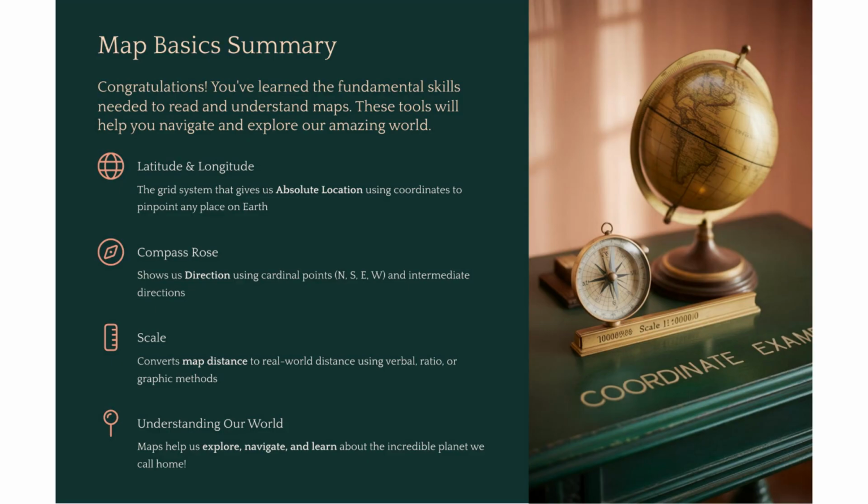To wrap up, maps are our windows to the world. They rely on just a few basic elements to help us understand everything. Latitude and longitude form the grid for absolute location, giving everything an exact address on Earth. The compass rose and other direction tools show us which way to go. And finally, the map scale is the essential tool for turning small measurements on paper into massive real-world distances. Master these 4 basics: latitude, longitude, direction, and scale, and you'll be able to navigate and understand any map you come across. Keep exploring.